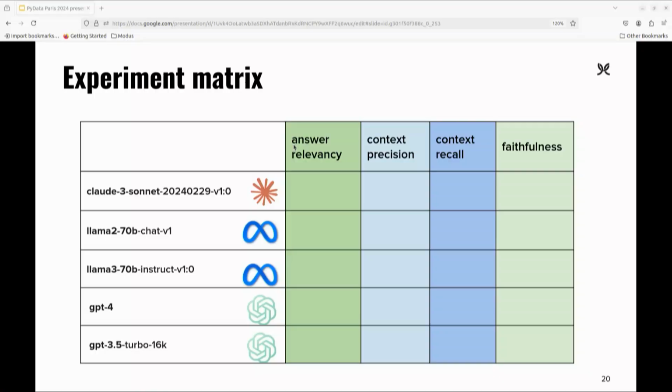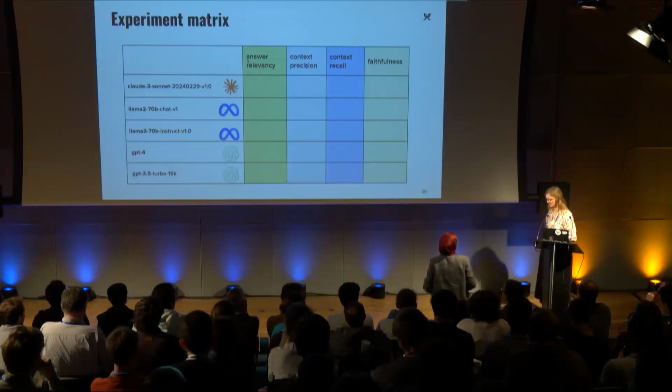So we have 4 different metrics that we want to check: answer relevancy, faithfulness, context precision, and context recall. And we test 5 different LLMs. So it's Claude, Llama 2, Llama 3, GPT-4, and 3.5. And with that, I give the floor to Nur to show you the results of this experiment.